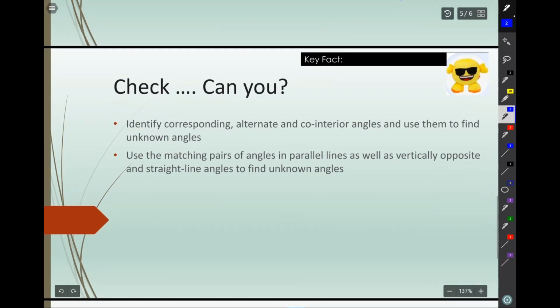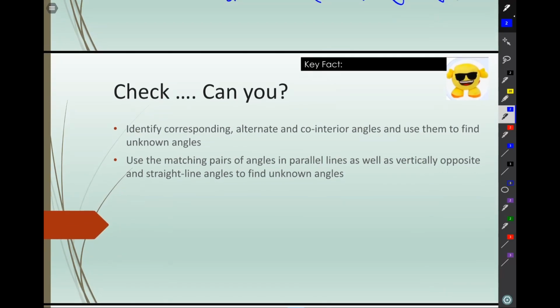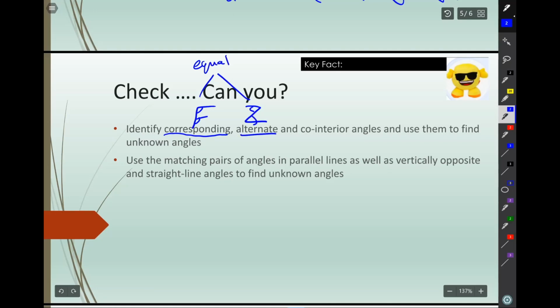Right, and now we're finished. We have completed our toolkit. We have corresponding angles, our F shape. We have alternate angles, our Z shape. And remember, these two are equal. And we have co-interior angles, which is our C shape.